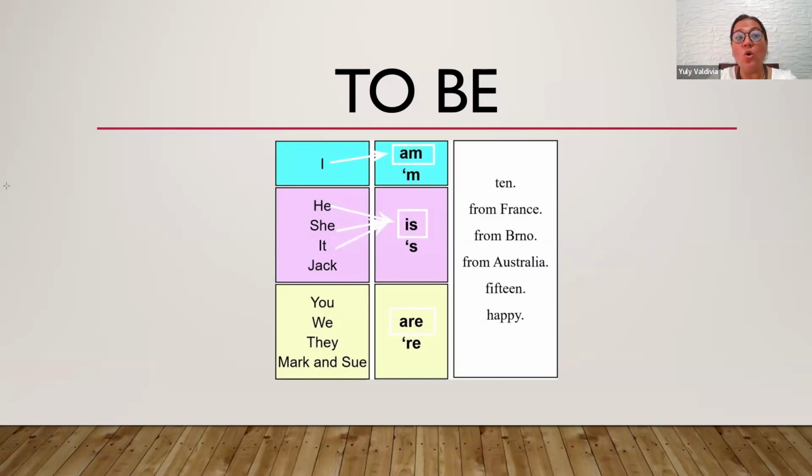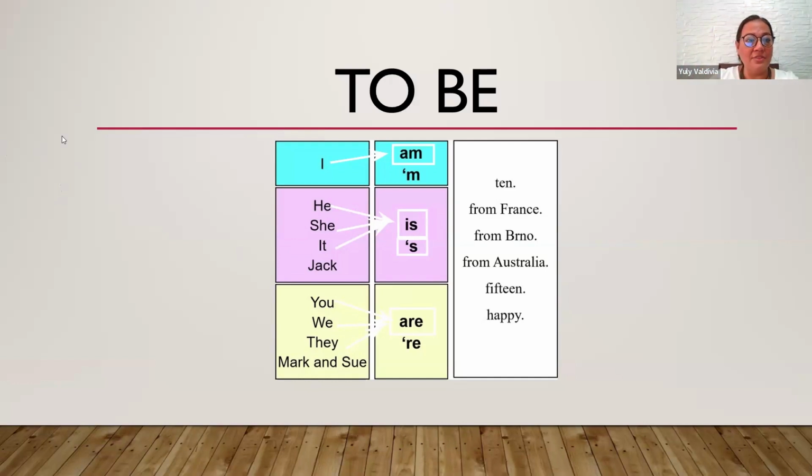Fantastic. We can also use the short form. Yes, the short form will sound like he's, she's, it's. And what about the plural form? The plural form is going to be you are, we are, and they are. We can also use the short form, right? Fantastic. So let's practice this a little bit.